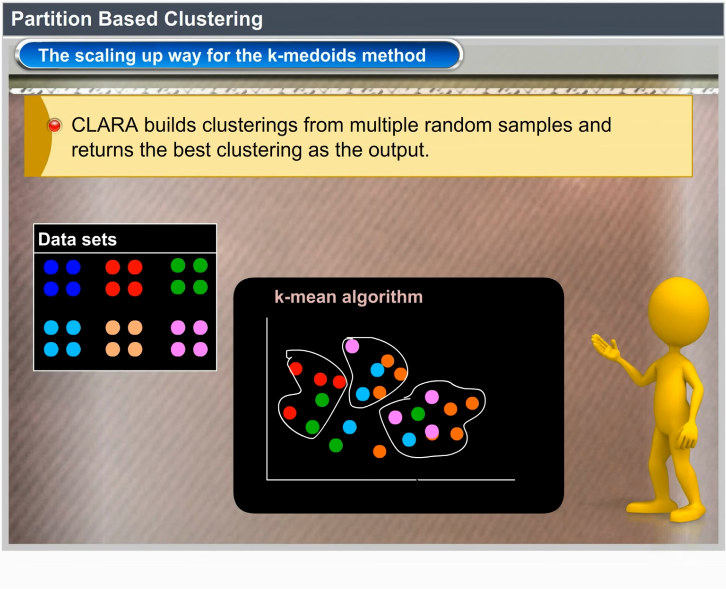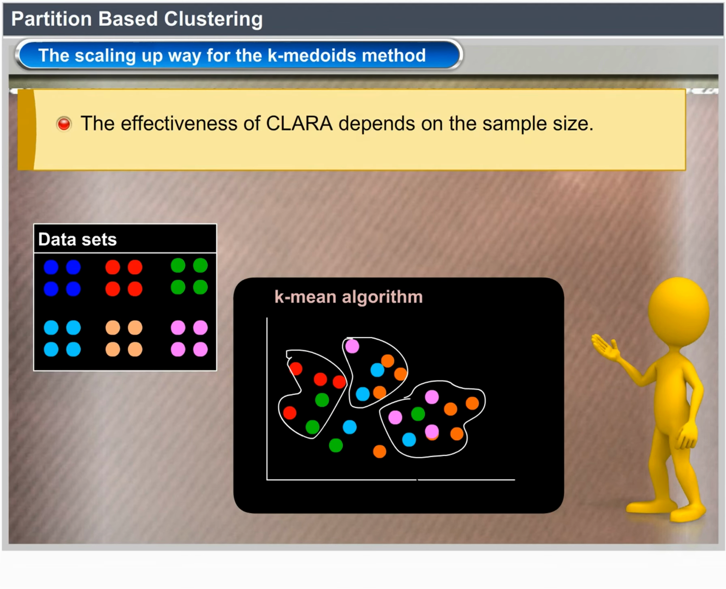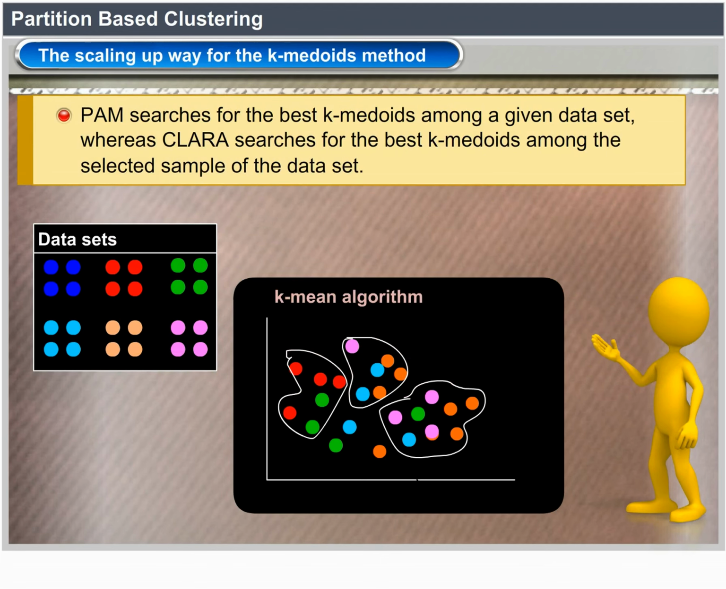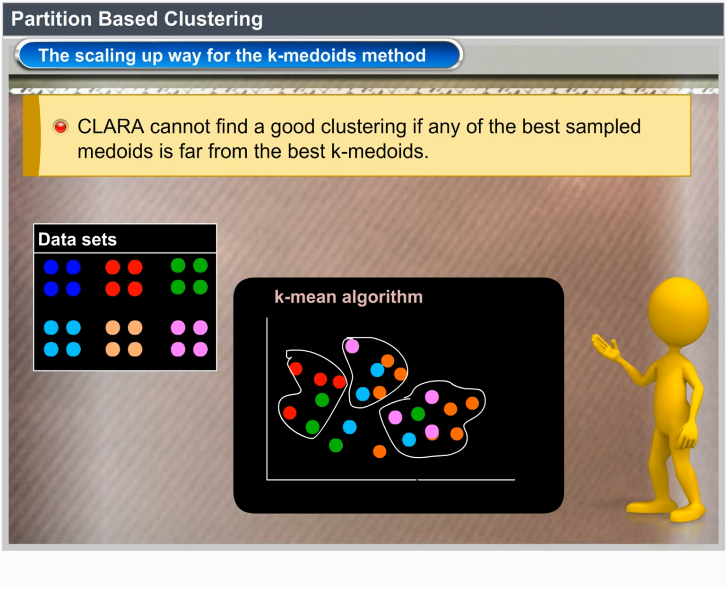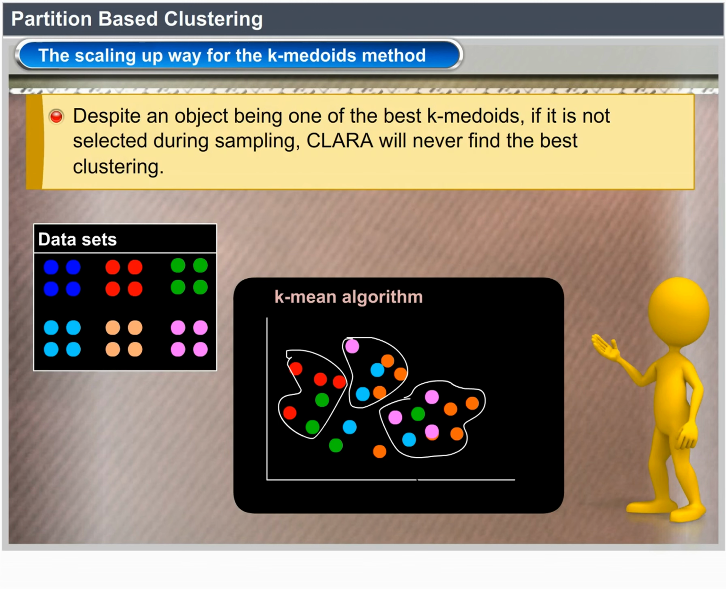PAM searches for the best k-medoids among a given data set, whereas Clara searches for the best k-medoids among the selected sample of the data set. Clara cannot find a good clustering if any of the best sampled medoids is far from the best k-medoids. If an object is one of the best k-medoids but is not selected during sampling, Clara will never find the best clustering. How might we improve the quality and scalability of Clara?